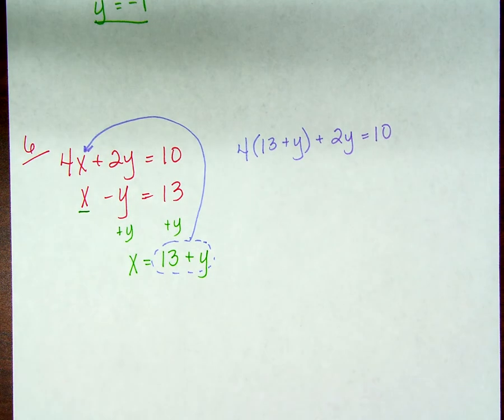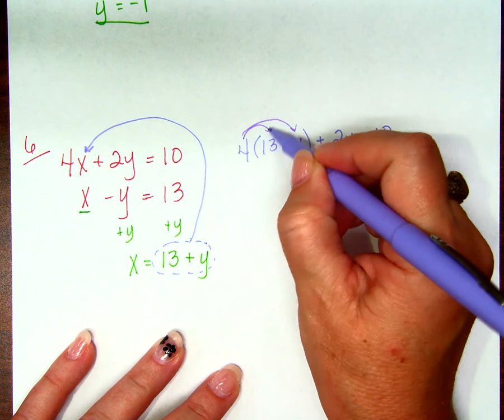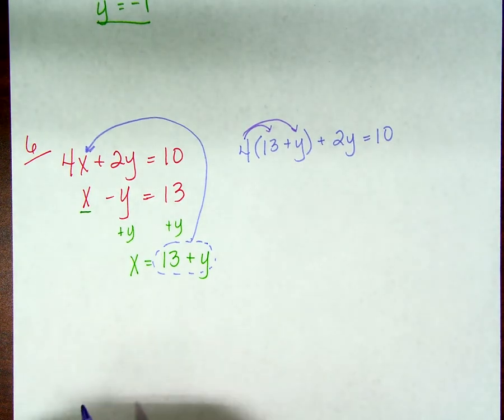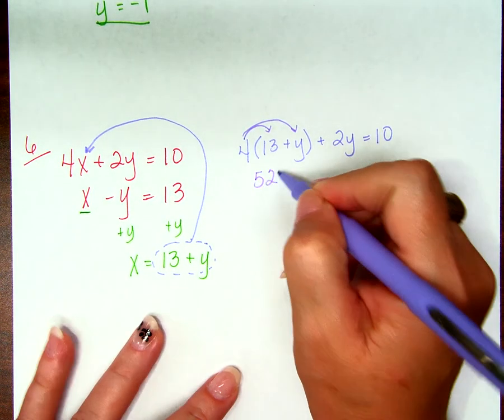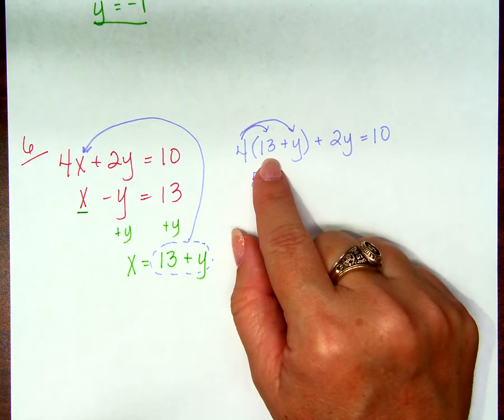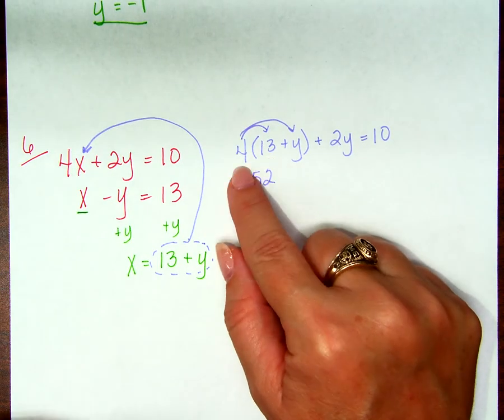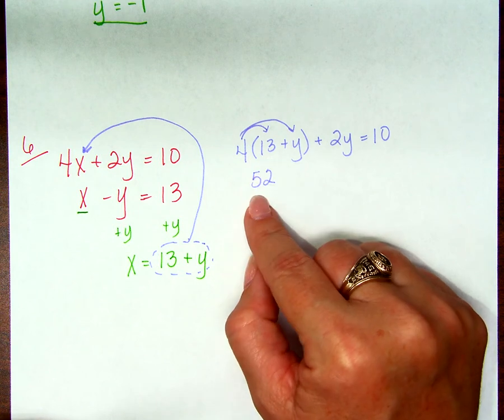Yes? What's next? We should distribute, right? We should distribute. So 4 times 13 and 4 times y, correct? What is 4 times 13? 52. Do you know that I do not know that in my head? I don't know 4 times 13 in my head, but I know that 4 times 10 is 40, and 4 times 3 is 12, and 40 and 12 is 52.